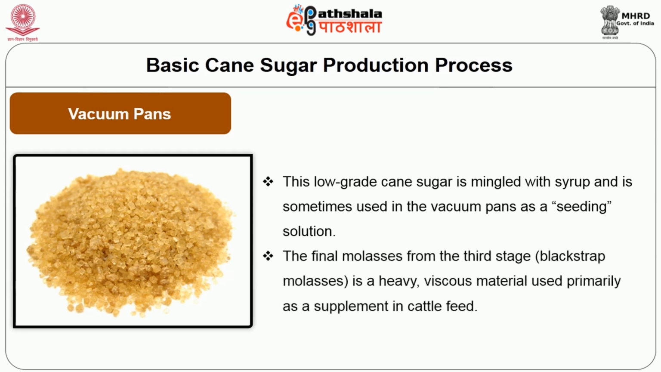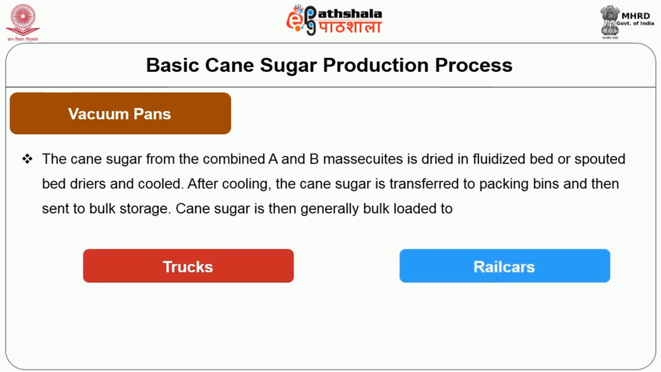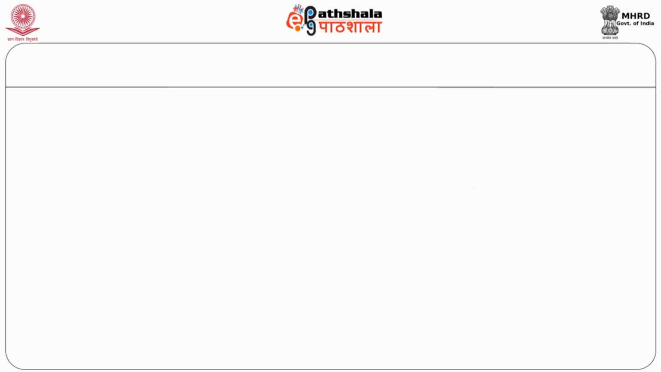The final molasses from the third stage, which is blackstrap molasses, is a heavily viscous material used primarily as a supplement in cattle feed. The cane sugar from the combined A and B muscovados is dried in fluidized bed and spouted bed dryers and cooled. After cooling, cane sugar is transferred to packing bins and then sent to bulk storage. Cane sugar is then generally bulk loaded to trucks, rail cars or barges.